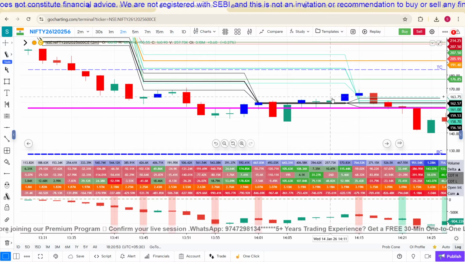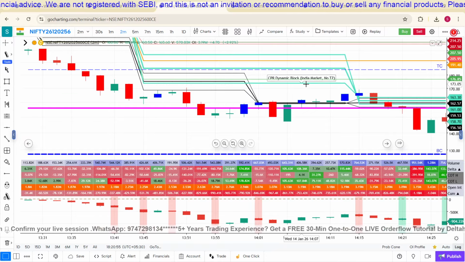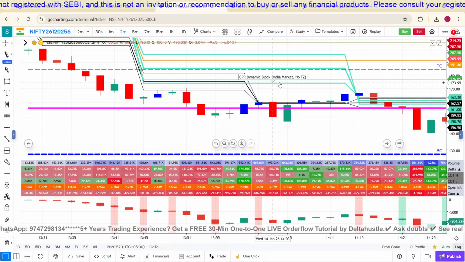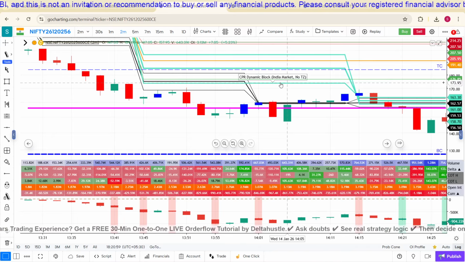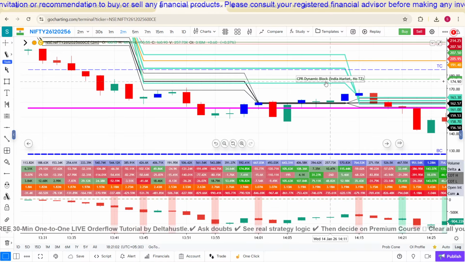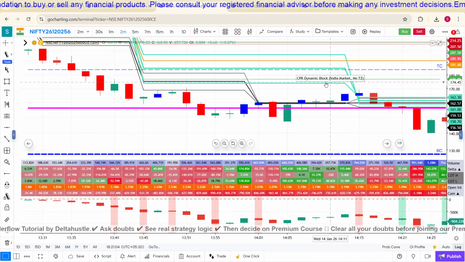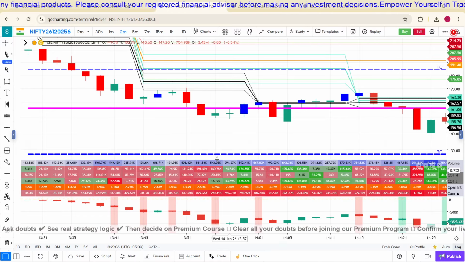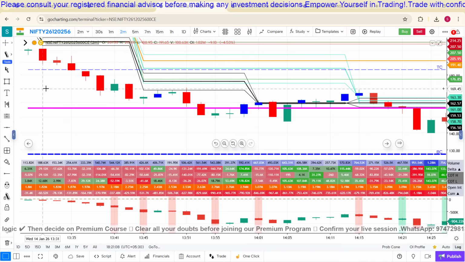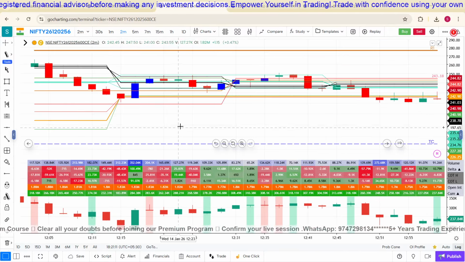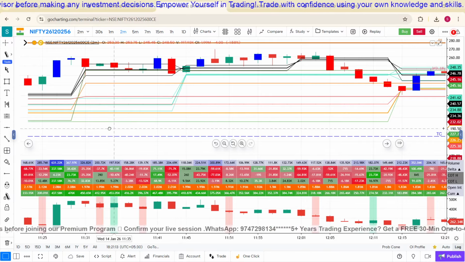And here we never take a long position. Why? Because our target is limited to here only. There is only little point, and there is no order flow confirmation. Then we will take one more example for the option.